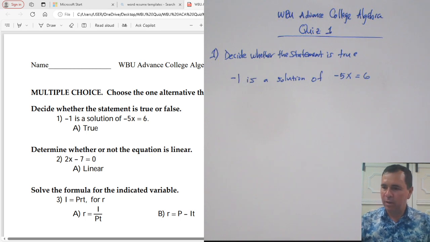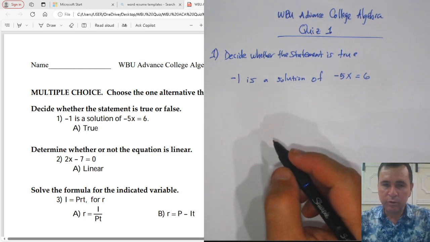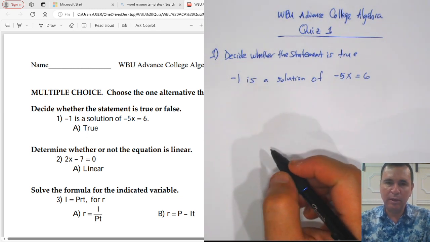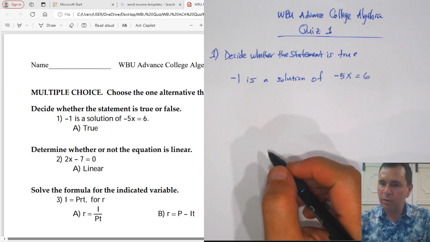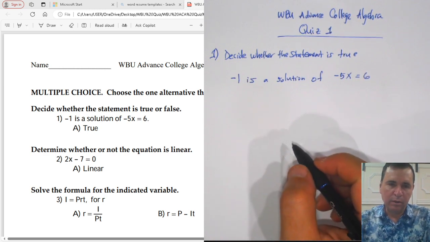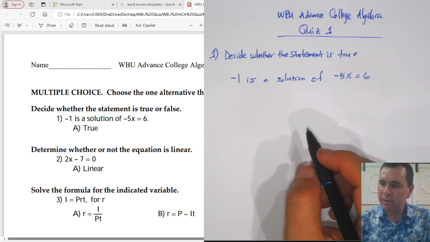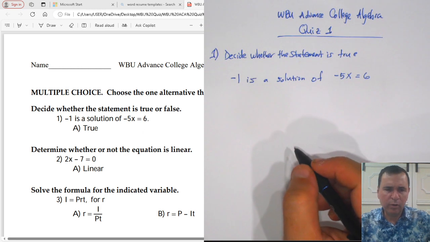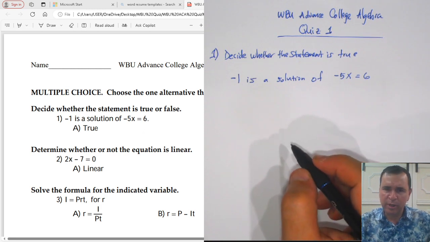The way this is going to work is I'm going to do the odds and you're going to do the evens. Let's go ahead and start. We're looking at chapter 1 of the college algebra book, and it starts with linear equations and trying to see if statements are true.